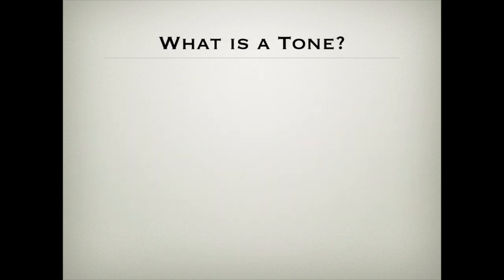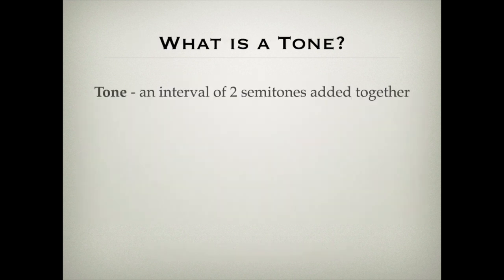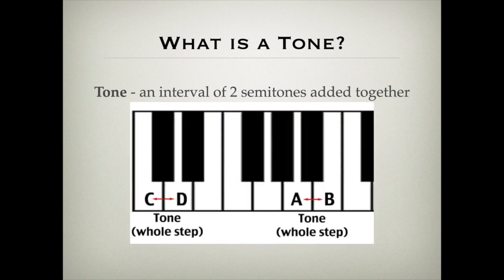Okay, now what is a tone then? Well, a tone is very simple. It's just an interval of 2 semitones added together. So let's go back to the keyboard. Let's have a look at C and D. Okay, let's have a look at A and B. Now you can see from these that there's a black note in between these 2. So you've got 2 semitones added together. It goes C to C sharp to D. So 2 semitones added together equals a tone. And you'll sometimes hear these described as a whole step.